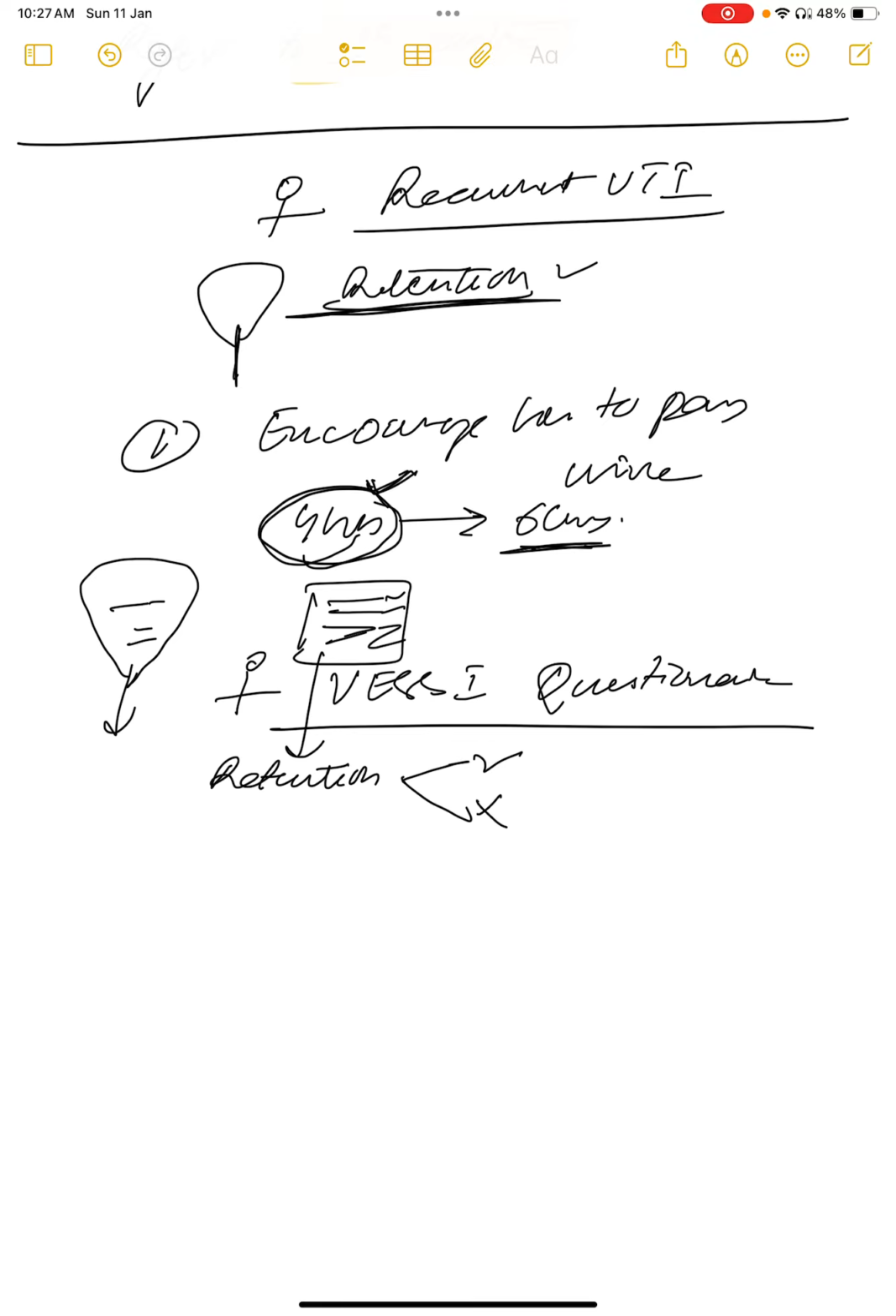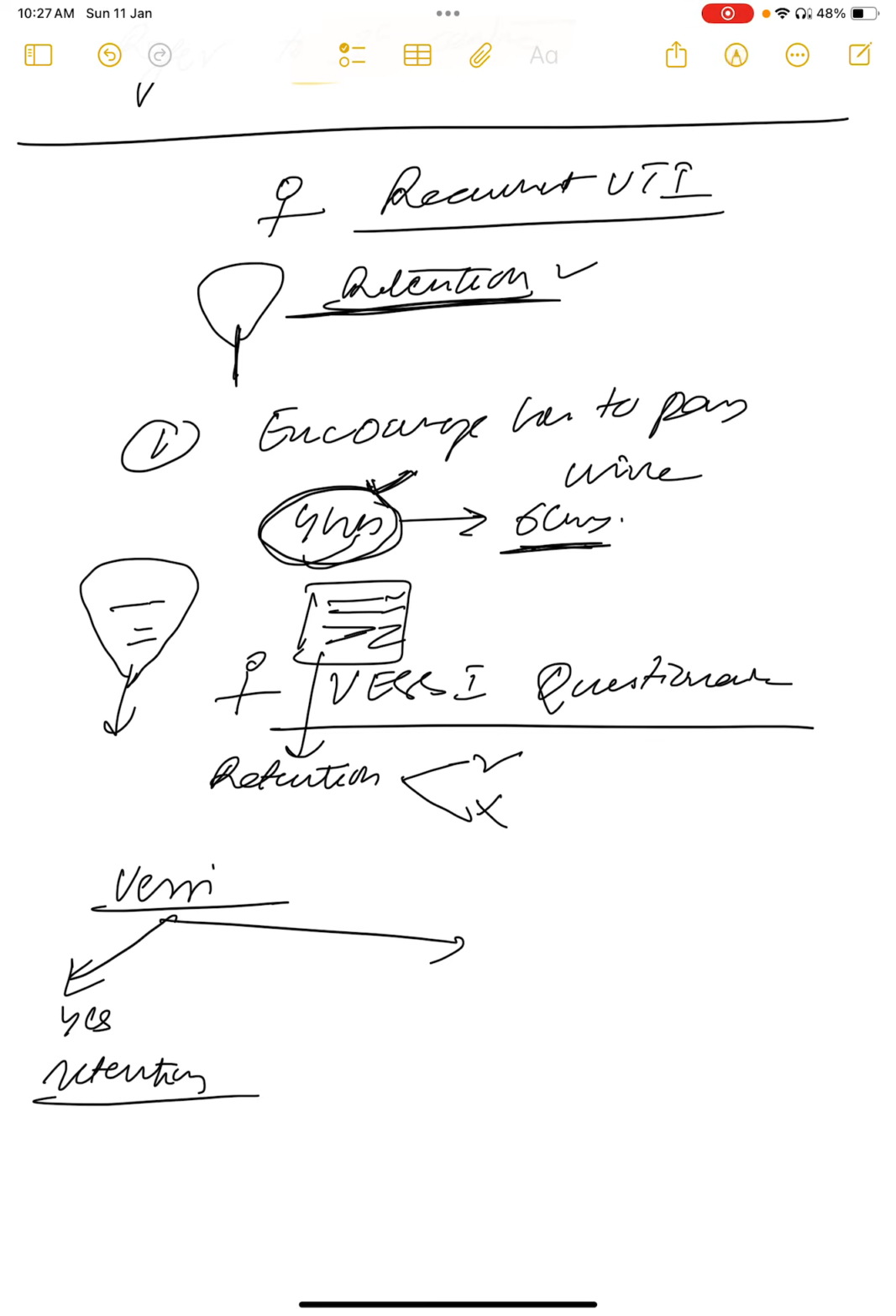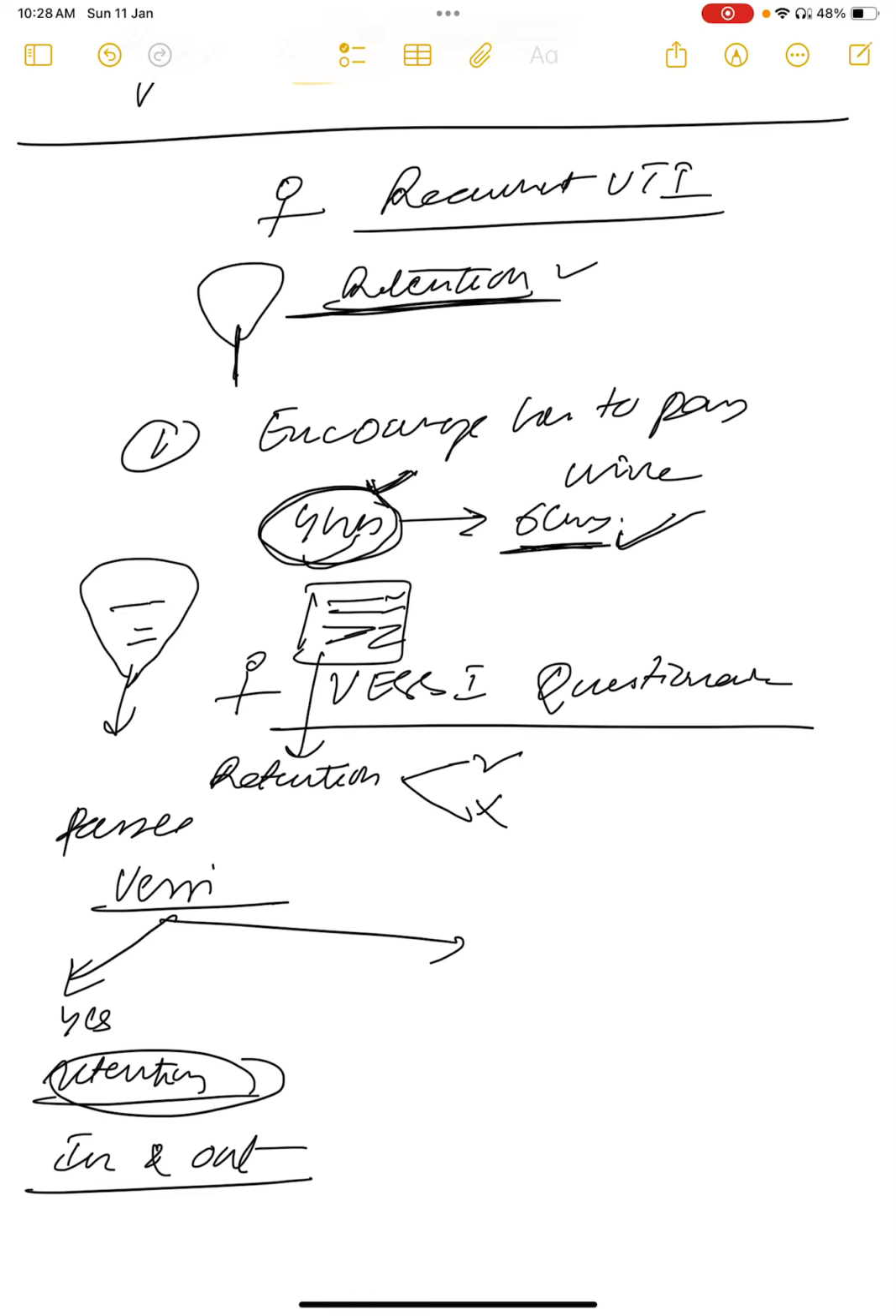If the VESI questionnaire says yes, there is retention, then what will you do? She already passed the urine, yet you are saying there is retention. Then you'll keep an in and out catheter. You know the in and out catheter, the plastic one or a silicone one, which will go in and out. After she passed urine, you did a questionnaire in which she's saying there is retention, then again you kept in and out.